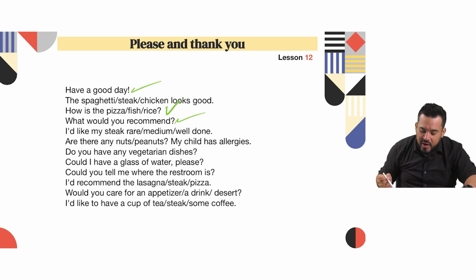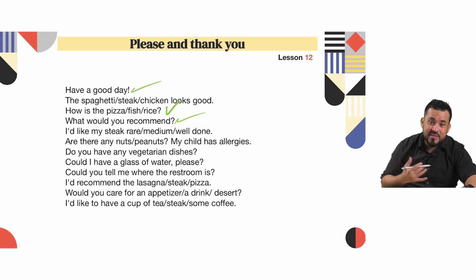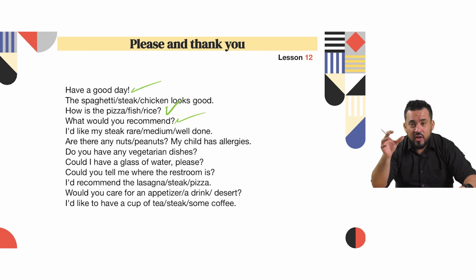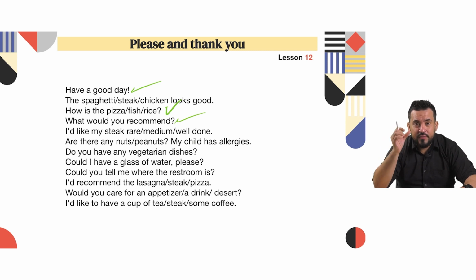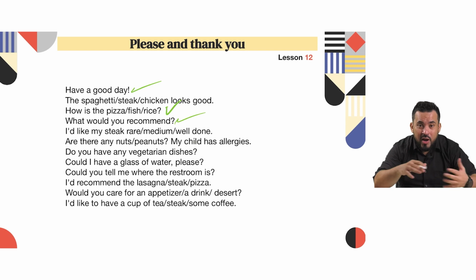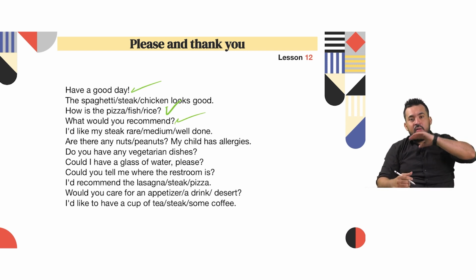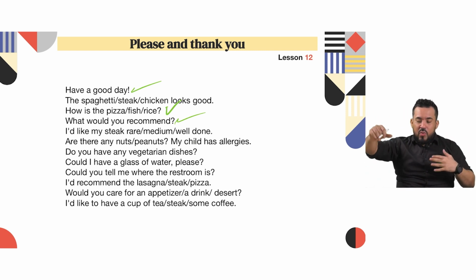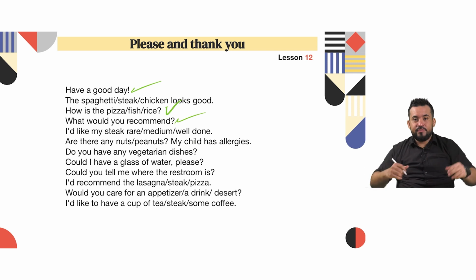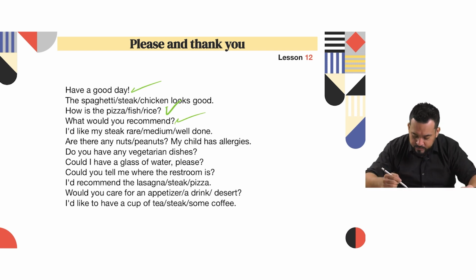I'd like my steak rare, or I'd like my steak medium, or I'd like my steak well done. They will normally ask you how you would like your steak cooked. If you want it rare, it means it's not cooked very well. If it's medium, it's cooked 50%. If it's well done, it's cooked above 50%.